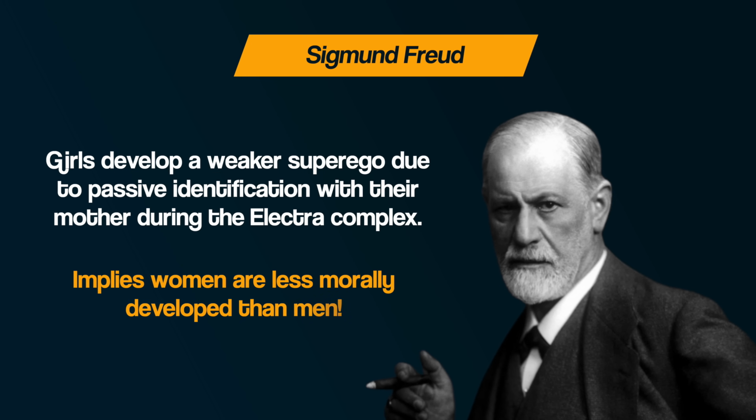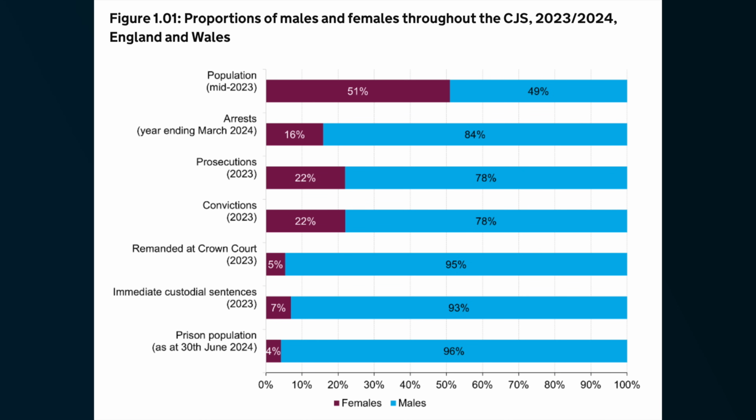This implies women are less morally developed than men, a view not supported by crime statistics, which show men are more likely to commit criminal acts. This illustrates how alpha bias can perpetuate damaging and unfounded stereotypes.